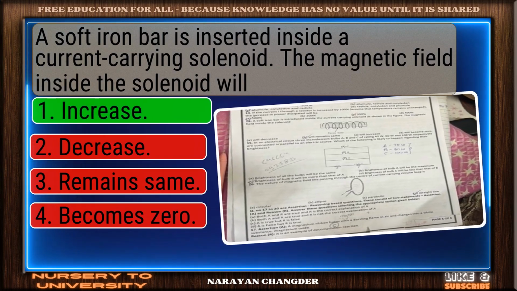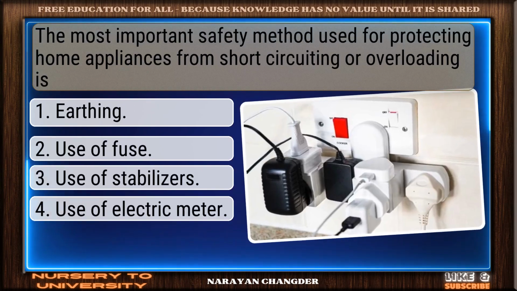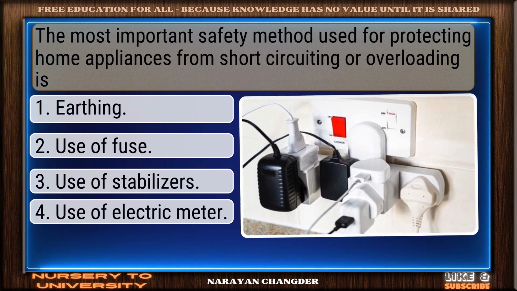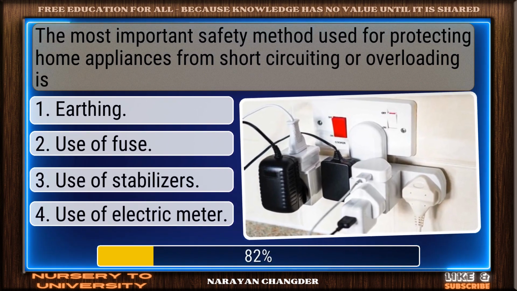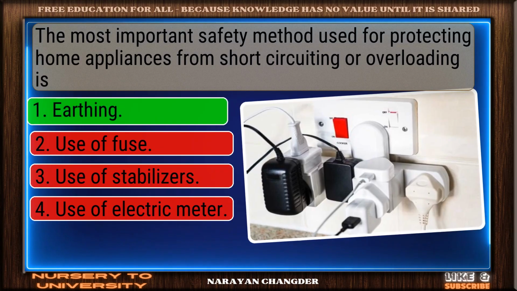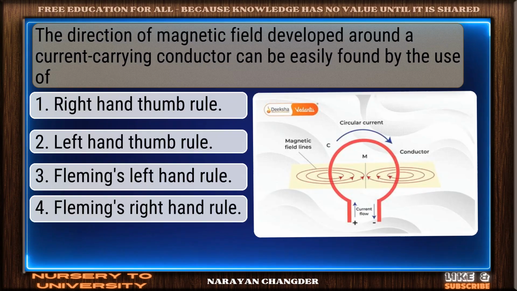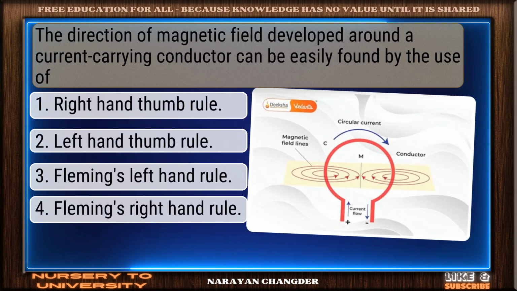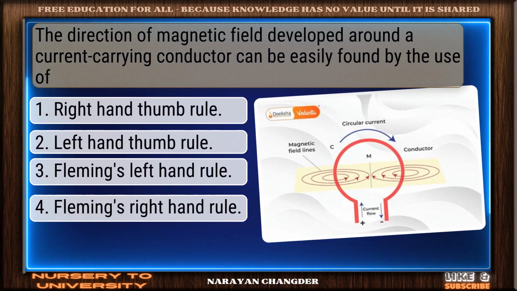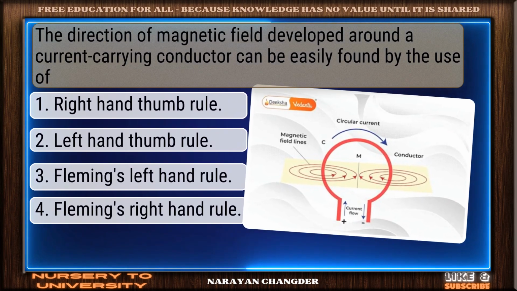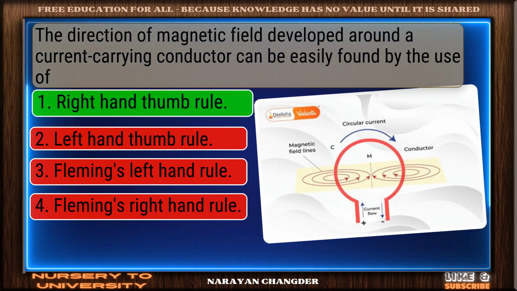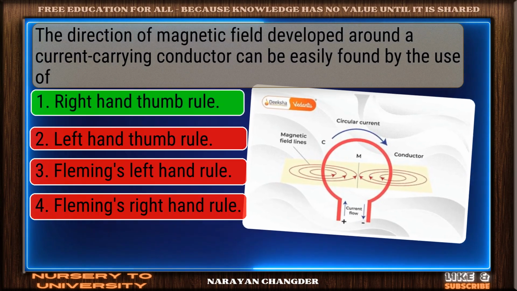Clear logic. Increases sound. The most important safety method used for protecting home appliances from short-circuiting or overloading is. Nice selection. Earthing is correct. The direction of magnetic field developed around a current carrying conductor can be easily found by the use of. Strong choice. Right-hand thumb rule is right.